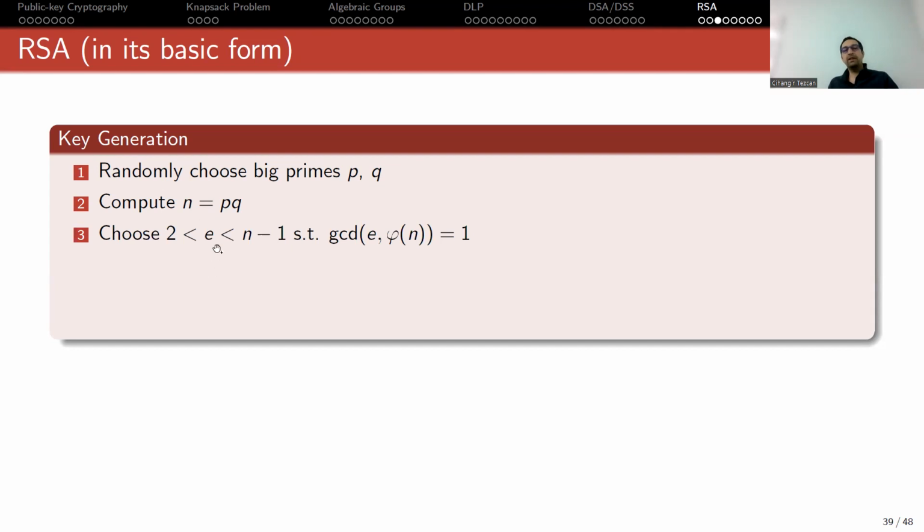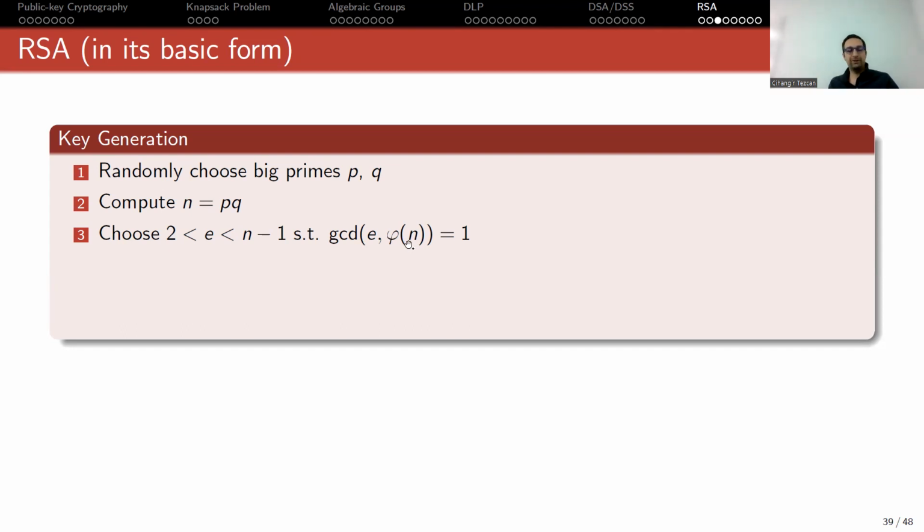Then I choose a number E, which has to be between 2 and N minus 1, such that E and phi N have the greatest common divisor 1. So they have to be relatively prime. But recall that phi N actually equals, due to prime decomposition, phi P times phi Q, right? And since these are primes, this number is P minus 1 times Q minus 1.